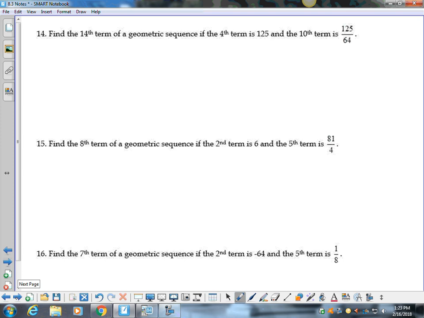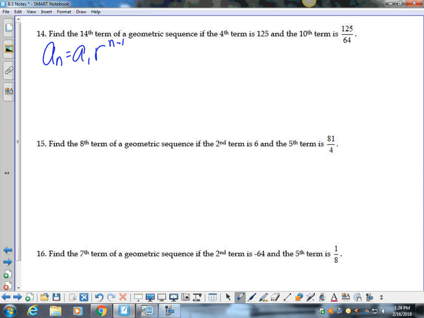Find the 14th term of a geometric sequence if the 4th term is 125 and the 10th term is 125 over 64. Now we did this with arithmetic sequences, and we would subtract and then divide by however many spots it covered. But with this, I want you to kind of set this up like this. Think about this guy. We'll go ahead and put that.